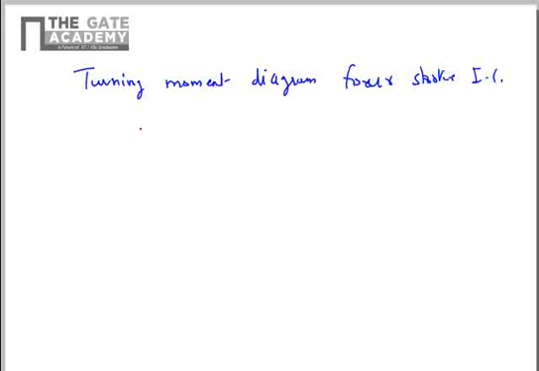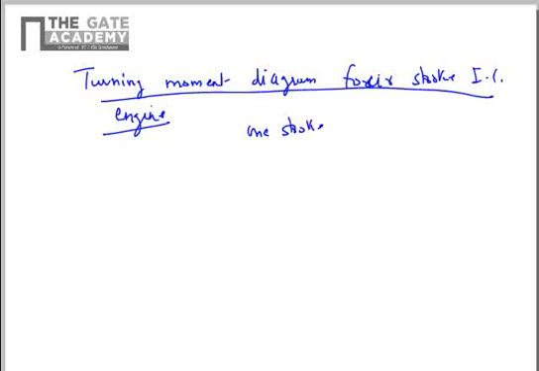So now we consider the second case, that is the turning moment diagram for an IC engine. Till now we considered the steam engine; now the turning moment diagram for a 4-stroke internal combustion engine. The interesting thing in this case is that since the engine is 4-stroke, one stroke is equal to half a revolution. If you remember the IC engine terminology, you have a piston inside a cylinder, with TDC, top dead center, and bottom dead center.